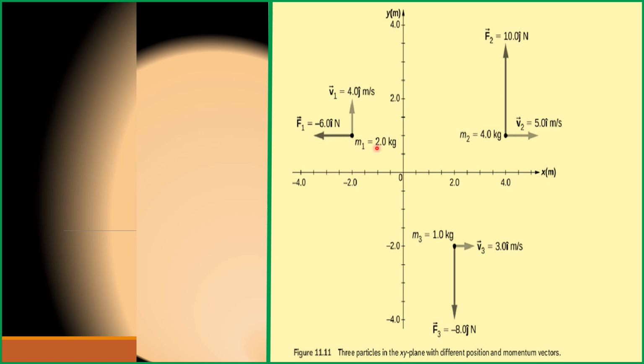We are given three particles. Particle 1 has a mass of 2.0 kilogram. Particle 2 has 4.0 kilogram mass, and particle 3 has a mass of 1.0 kilogram.